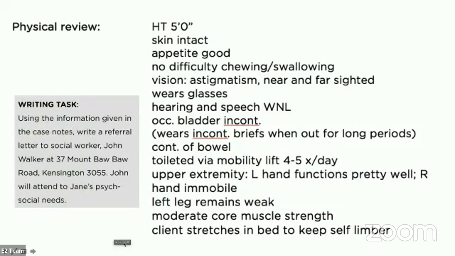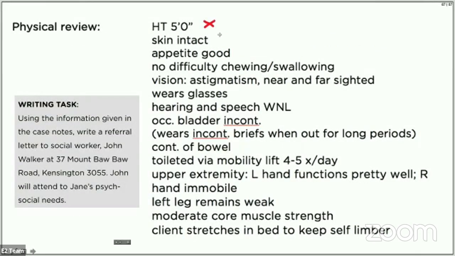Let's have a look at the physical review. Height, no. Skin intact. Appetite, swallowing. Vision, no. Hearing and speech within normal limits probably becomes important. Incontinence, a psychosocial worker would probably want to know about that. Incontinence briefs, continent of bowel. Toileted via mobility lifts. Yes, he probably wants to know that. I'm going to put a question mark though.